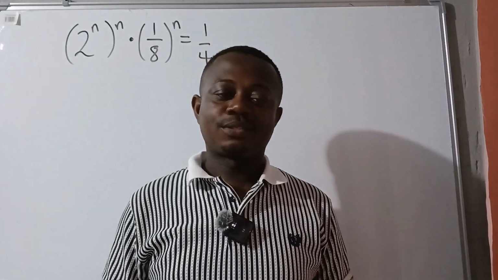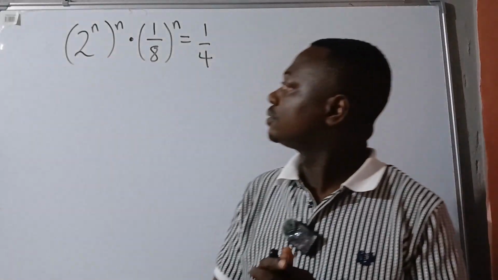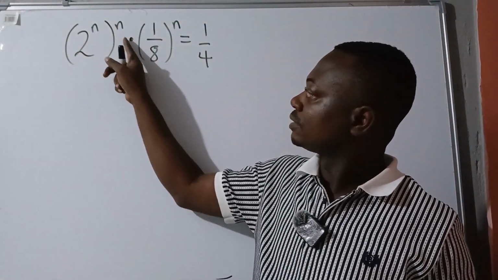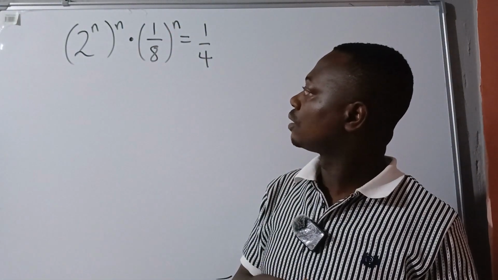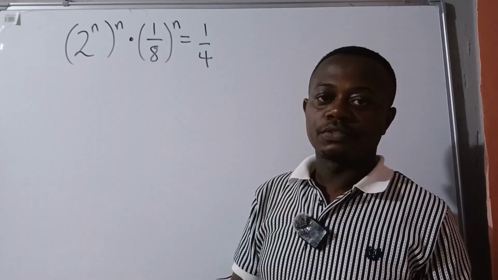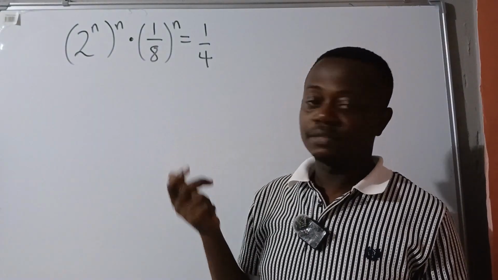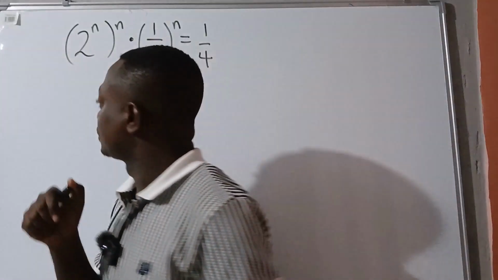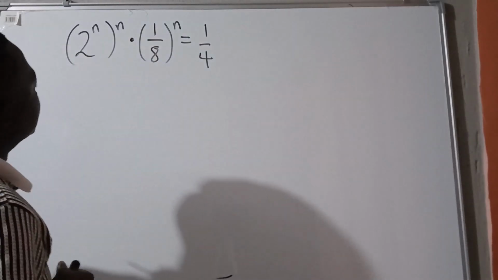All right, let's solve this question together. We are given (2^n)^n times (1/8)^n equals 1/4. So let's solve for n. You can pause the video and give it a try. All right, let's see how we can solve for n.